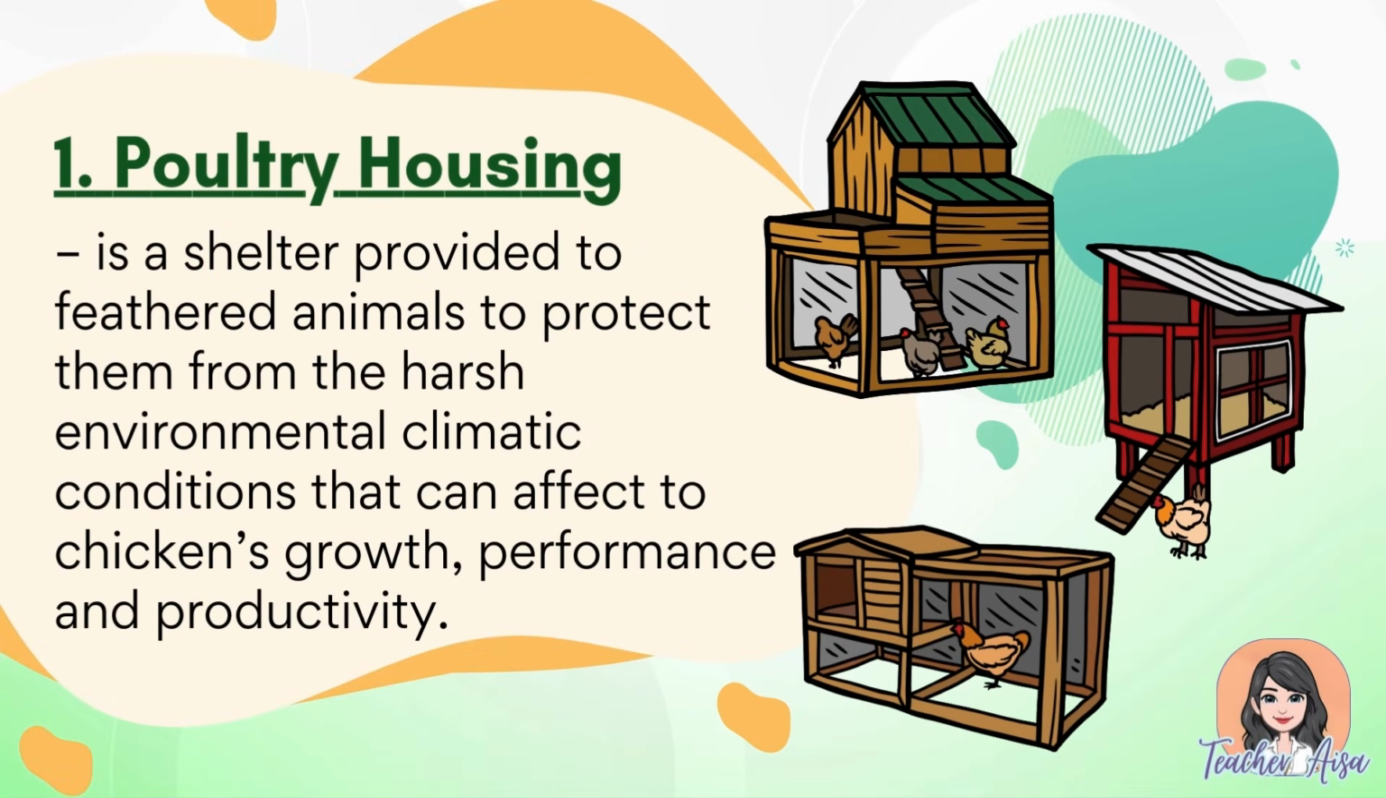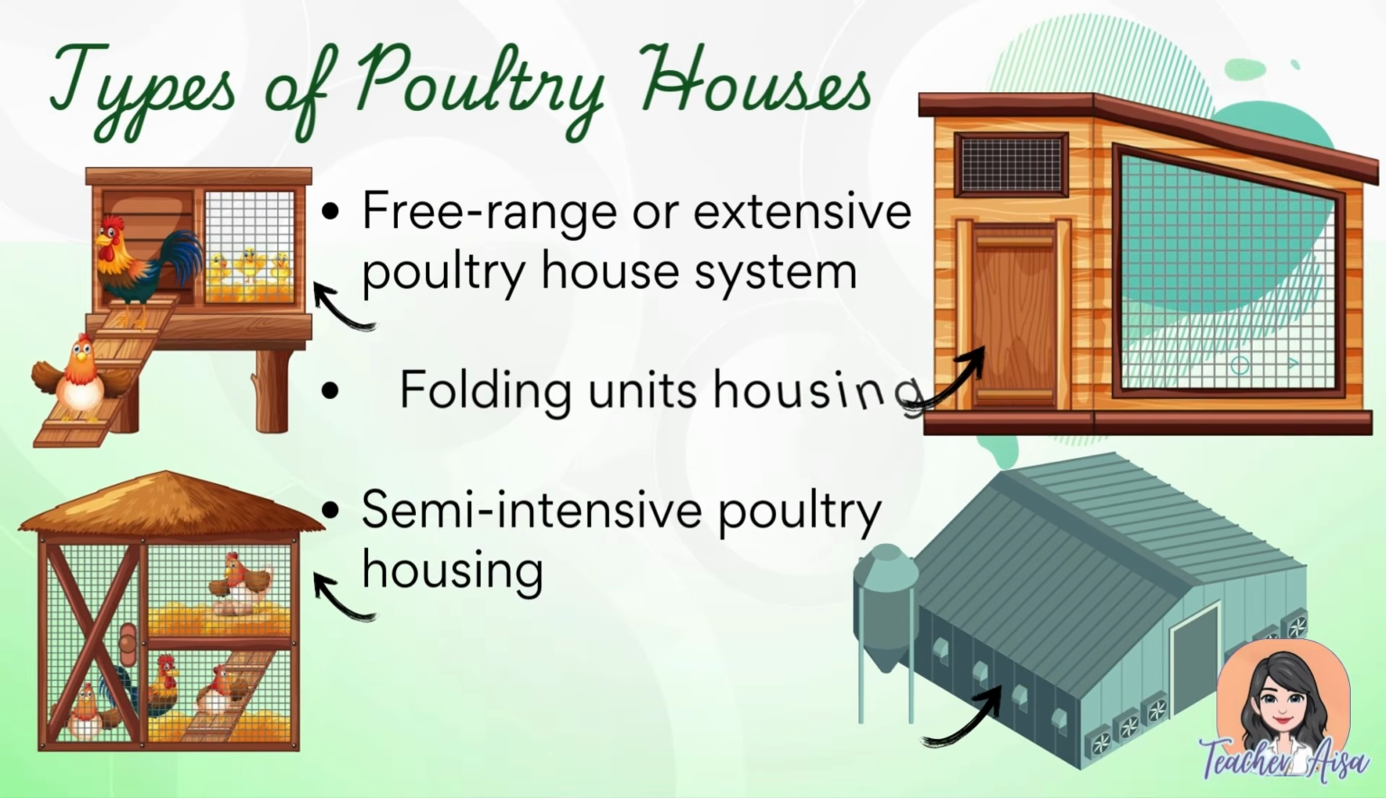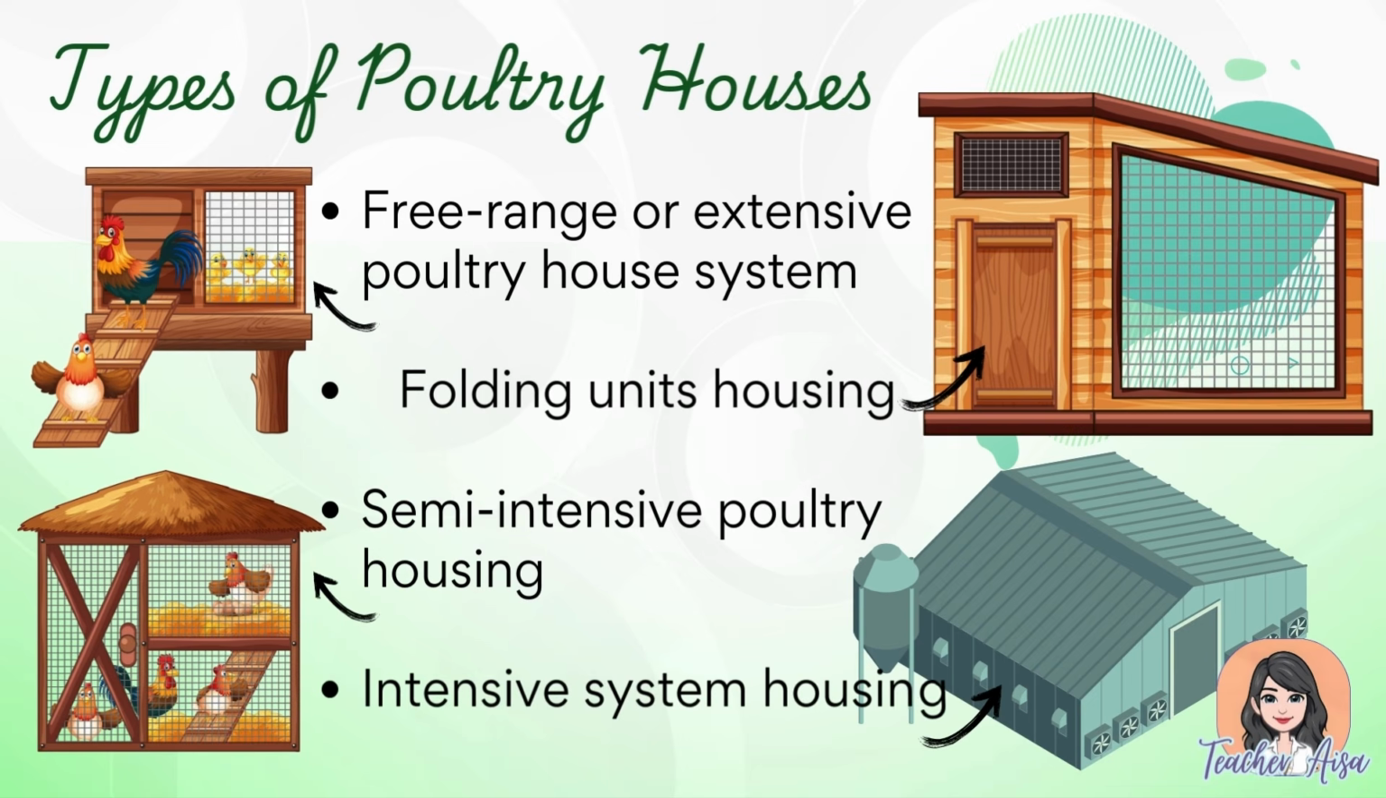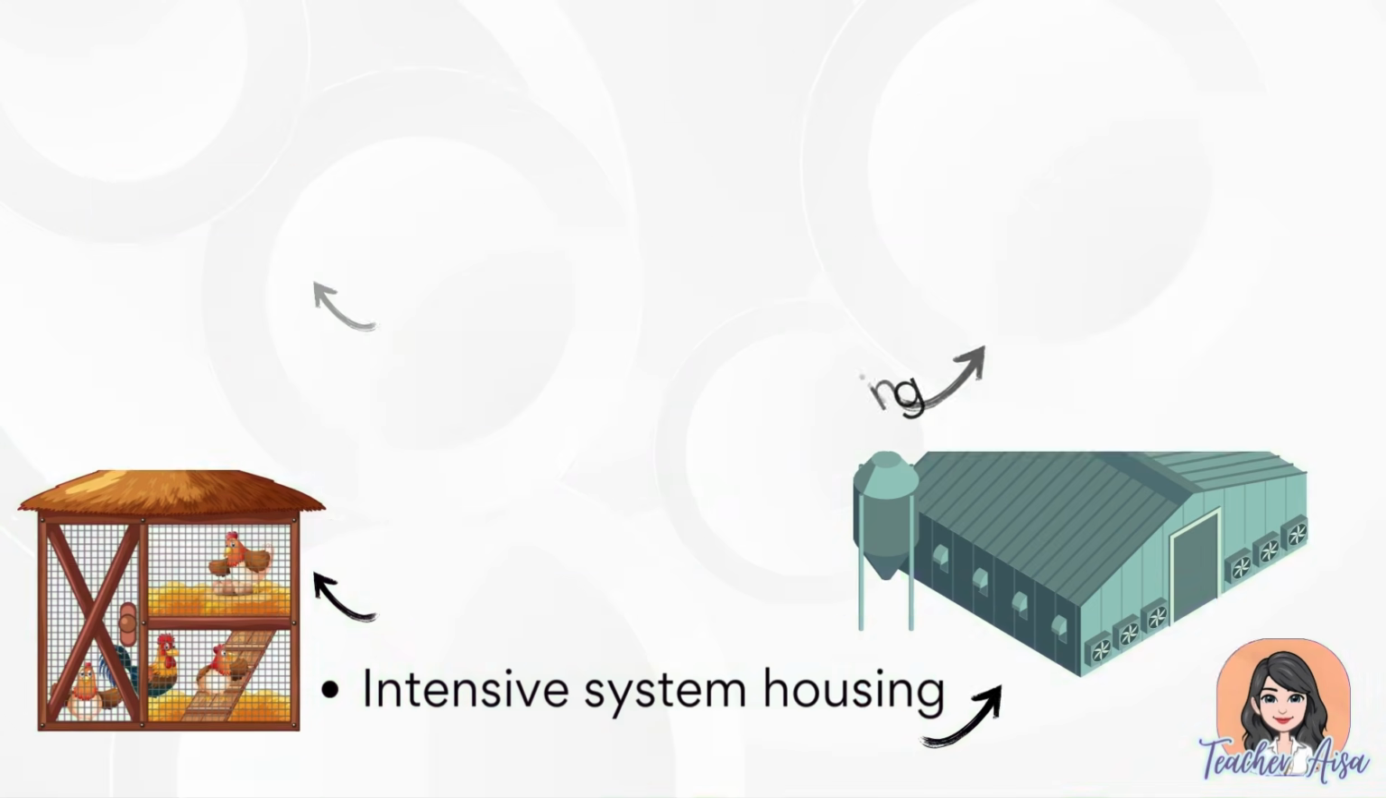1. Poultry housing. It is a shelter provided to feathered animals to protect them from the harsh environmental climatic conditions that can affect the chicken's growth, performance, and productivity. Here are the types of poultry houses: free-range or extensive poultry house system, semi-intensive poultry housing, folding units housing, and intensive system housing.